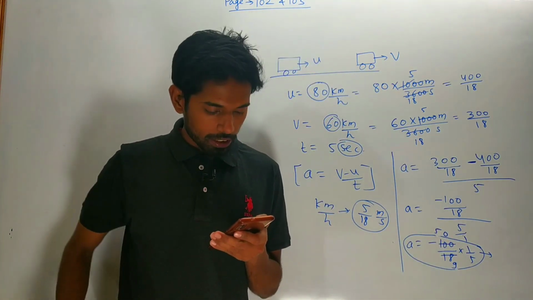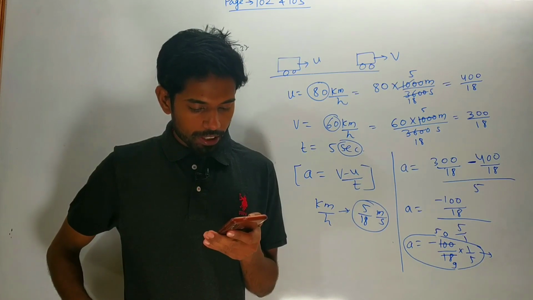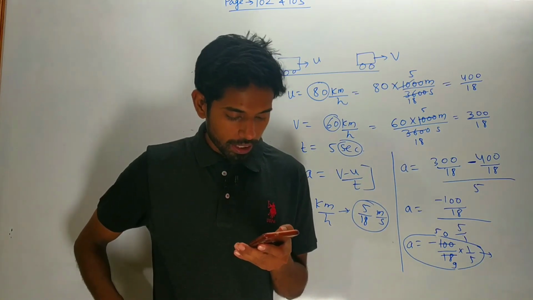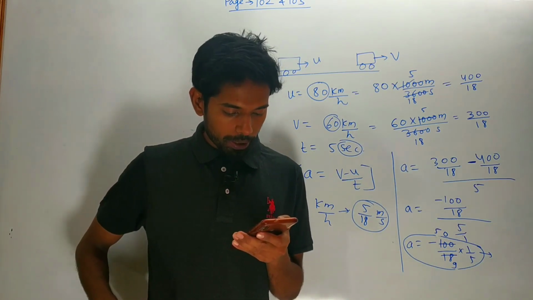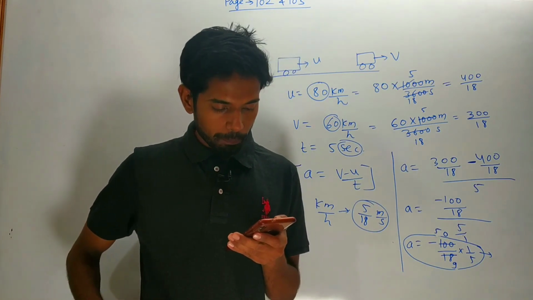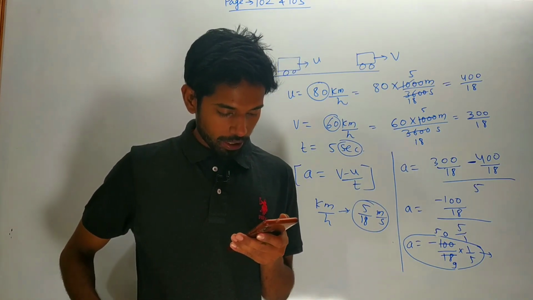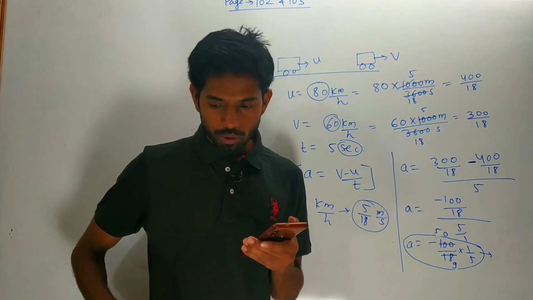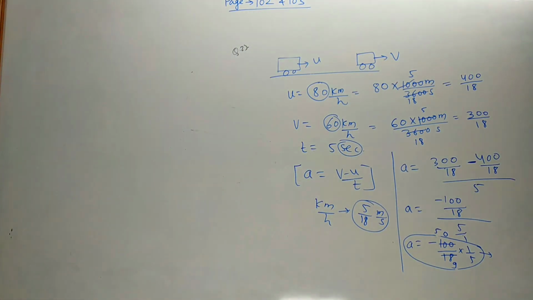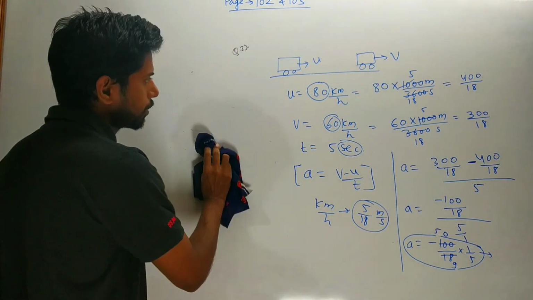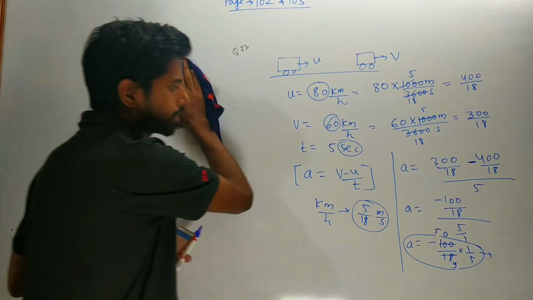Next, question number 3. It is given a train starting from a railway station and moving with a uniform acceleration attains a speed of 40 km per hour in 10 seconds. Question number 3, page number 103. Okay, you have to find the acceleration. How to solve this question? Very easy. First draw the diagram, write the given data, then start solving.